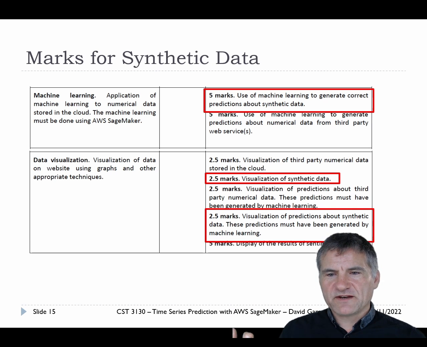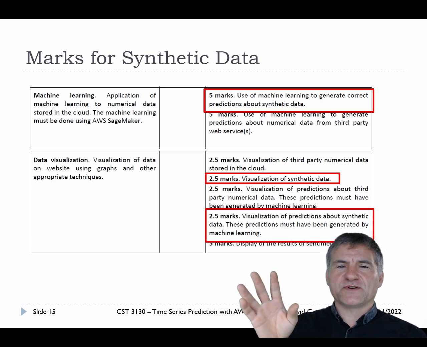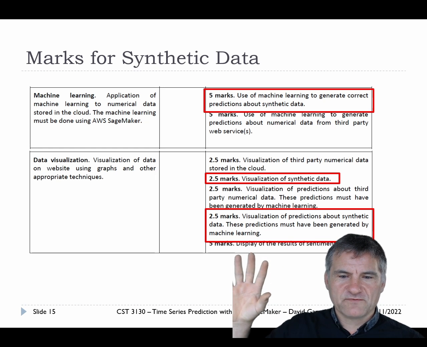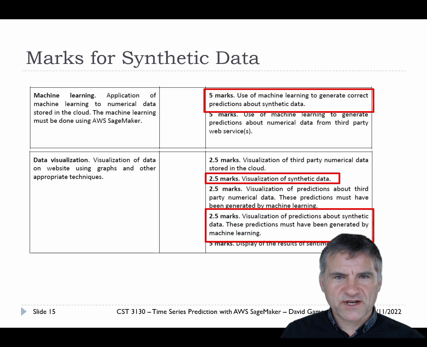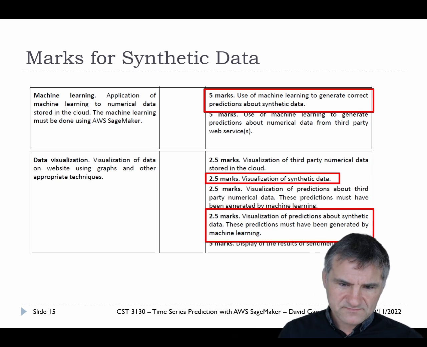So there are 5 marks for using machine learning to generate correct predictions about synthetic data. I'm not measuring the correctness, because as you'll see when you look at the synthetic data, it's pretty obvious whether you've got it right or wrong. Then there are 2.5 marks for visualizing the synthetic data, I'll show you how to do that in a bit, and also for visualizing predictions about the synthetic data. So all in all, the synthetic data is worth 10 marks.